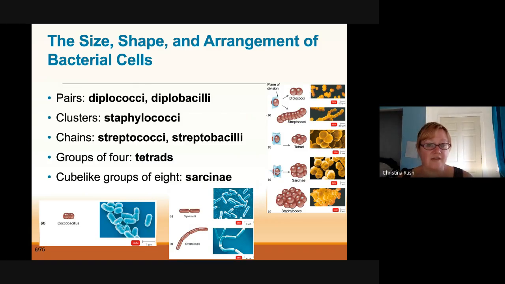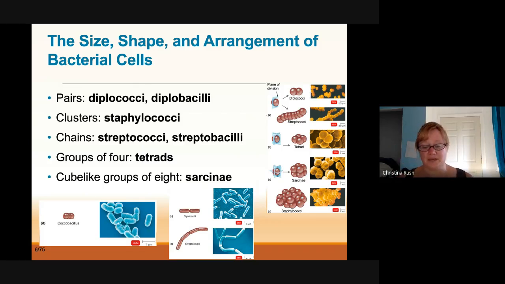Clusters are staph, so we have staphylococci. So when you hear about a disease and someone says he has a staph infection, I hope your brain will automatically go to, oh, that is a cluster of coccus-shaped bacteria. Chains are strep, so streptococci, streptobacilli. So again, somebody says they have strep throat, you can say, oh, they have a chain of bacteria, because I know that's exactly where your brain will go.